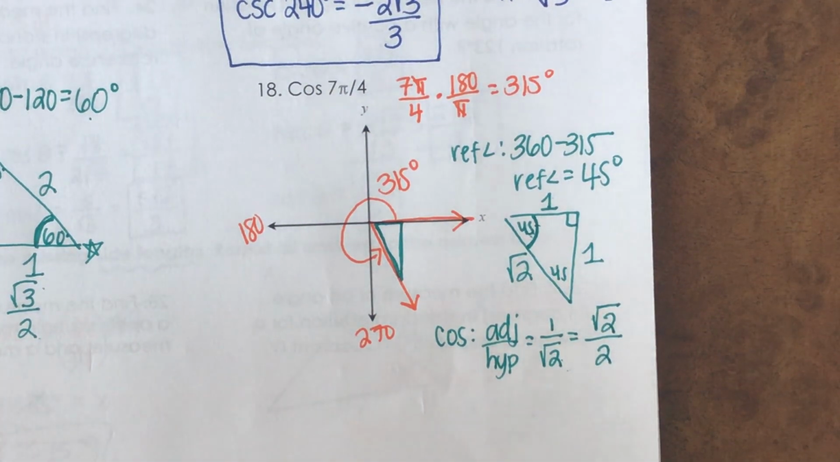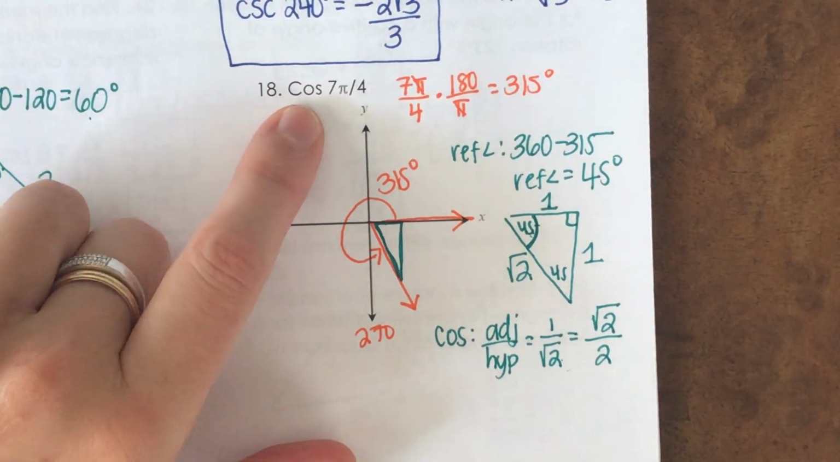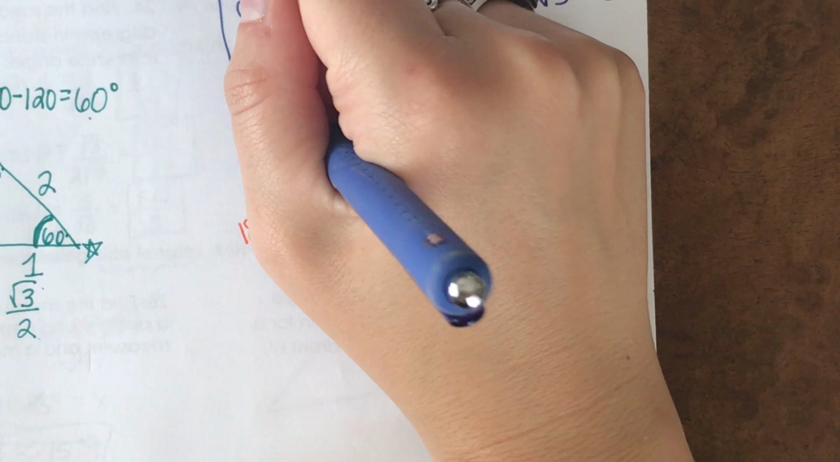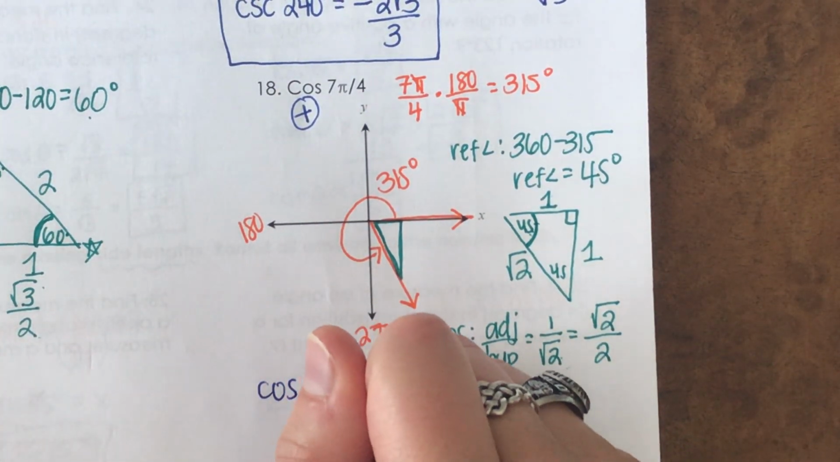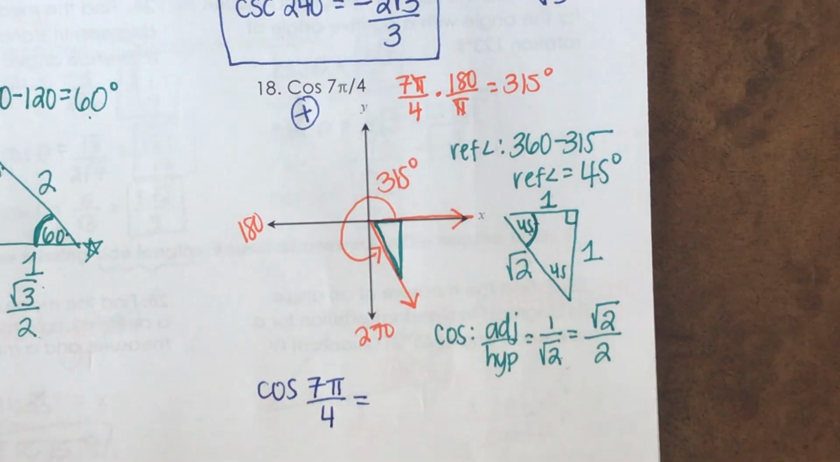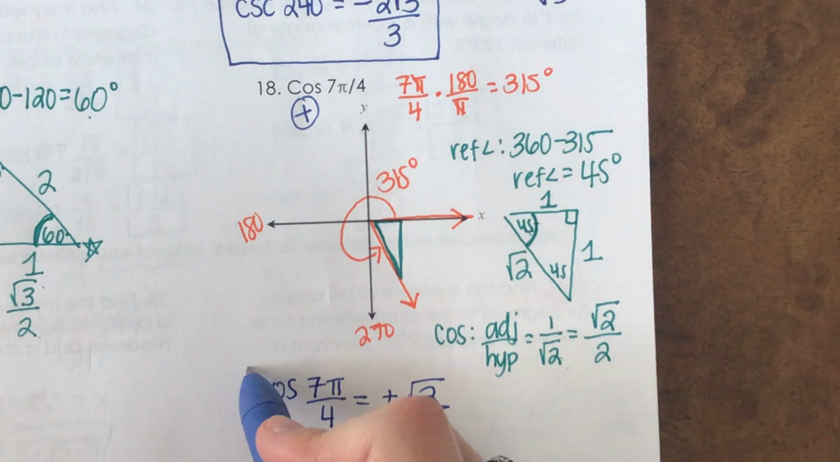Last step is I just see if it's positive or negative. So I'm in the fourth quadrant. The only thing positive in the fourth quadrant is the cosine, and I'm doing cosine, so that means my answer is going to be positive. So my final answer is cosine of 7 pi over 4 equals a positive radical 2 over 2.